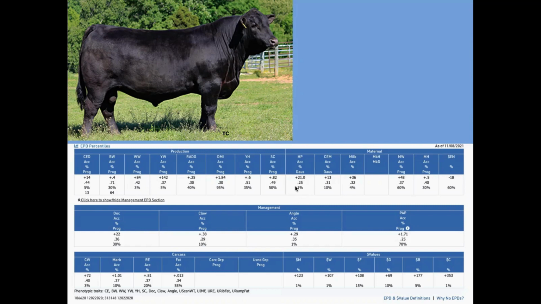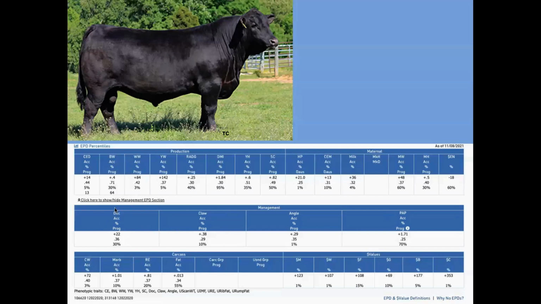He currently ranks in the top 1% of the breed for heifer pregnancy EPD, top 10% of the breed for calving ease maternal EPD, which is what we would want to select for if we're selecting for daughters. That would mean we would expect his daughters to be easier calving than a lot of the other heifers in the breed. And then if you needed to add some milk, top 4% of the breed.